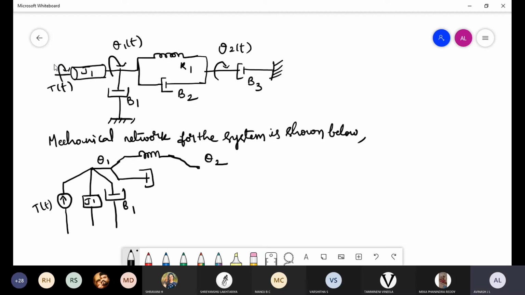Another one is the damper. So here it is B2 and here it is K1. K1 and B2 are between theta 1 and theta 2. In theta 2, there is only the B3 which is connected to ground. So I think we have considered everything.